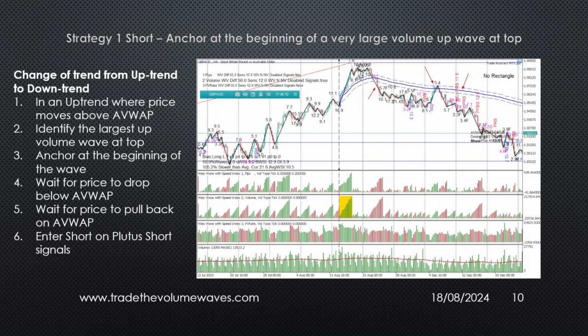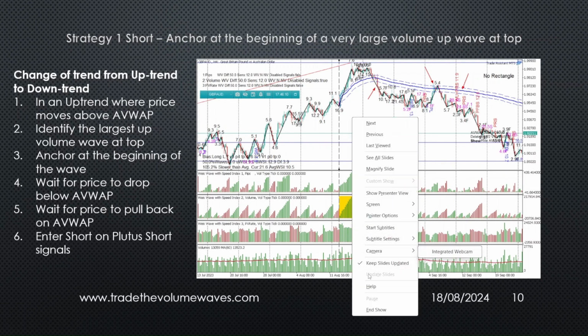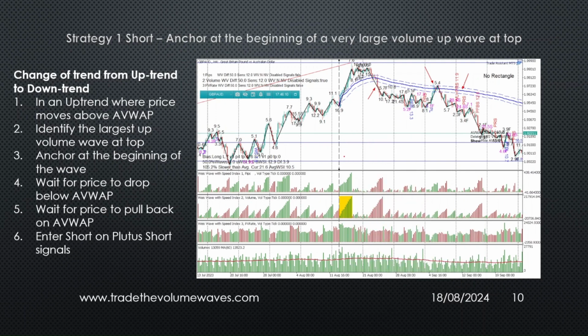So, anchor at the beginning of a very large volume up wave. So this is the case here. Okay, I'll put a pen. So this is our large up wave at the top, all right? So the first strategy is we anchor VWAP, this vertical dashed line, at the beginning of this up wave, okay?